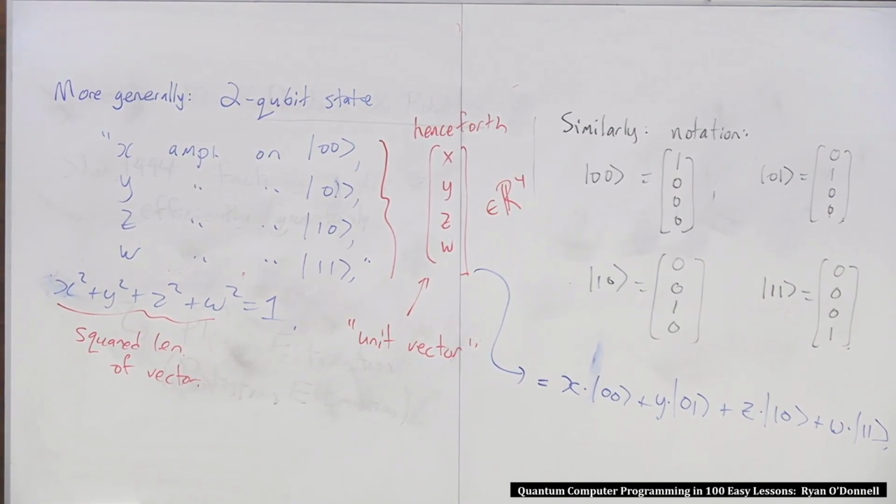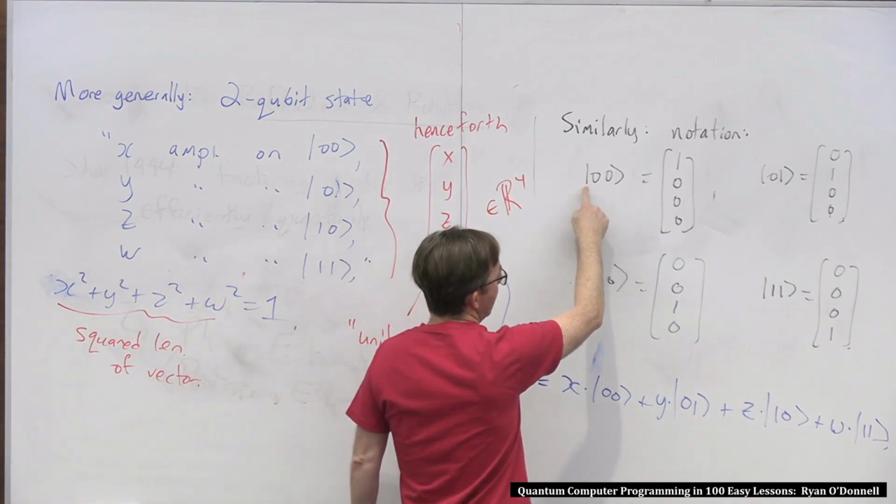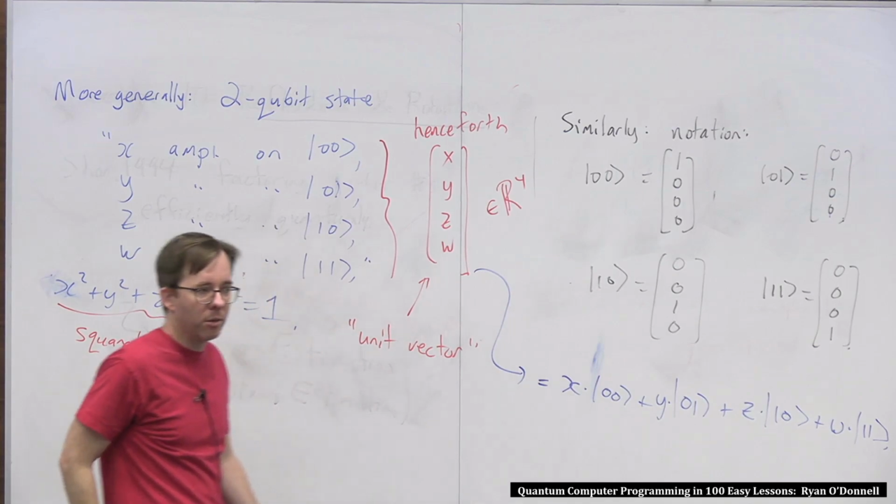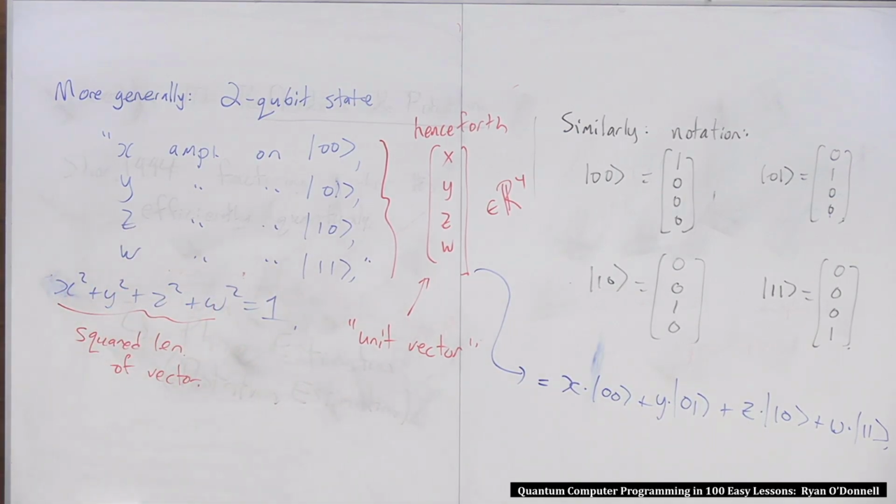Similarly, if you have 3 qubits, then you'll have vectors in 8 dimensions. So a state will be a length 1 vector in 8 dimensions. And the first standard basis vector will be named 0, 0, 0 in angle brackets, and so forth. Any questions?